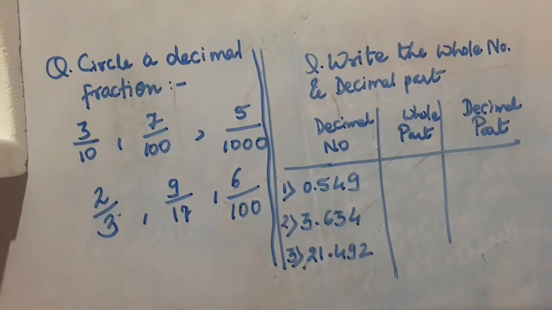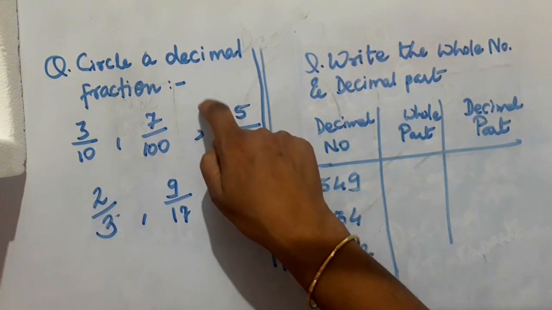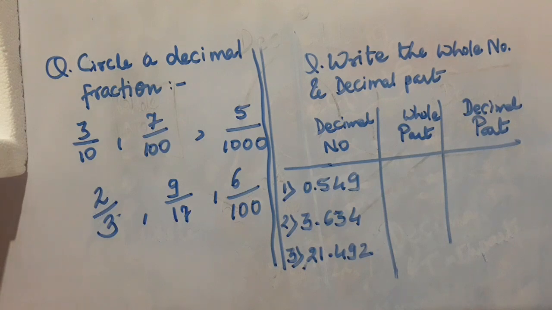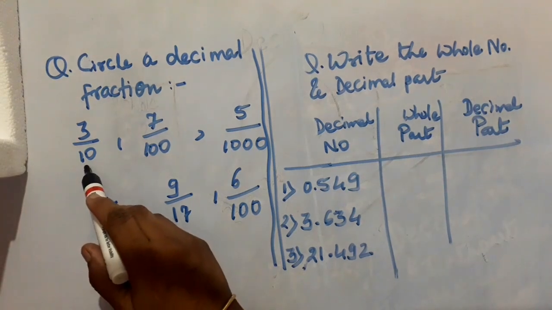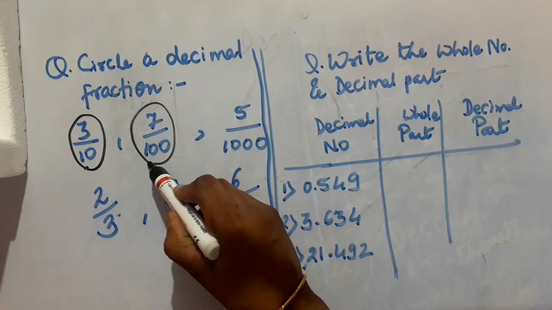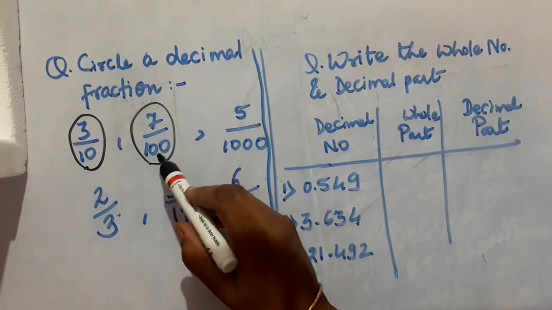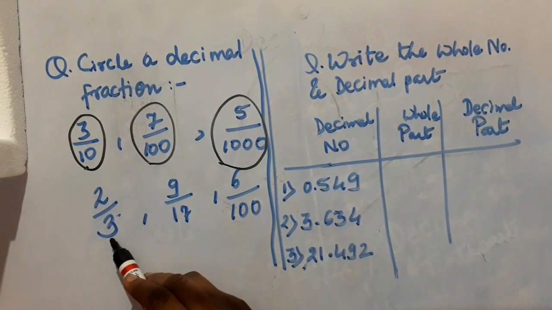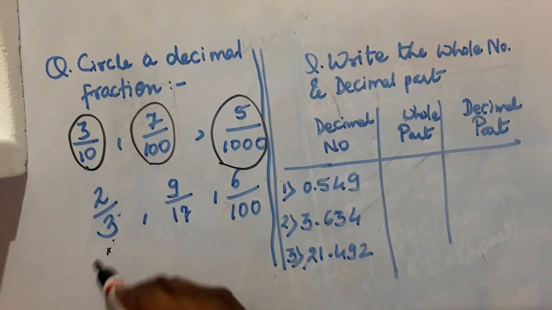Now let us answer these questions. Circle a decimal fraction. Now, as you know, the decimal fraction should have the denominators as 10, 100, 1000, 10,000, etc. So, if it is so, we will circle it, otherwise not. Say here, the denominator is 10. So yes, this is a decimal fraction. Denominator is 100. Powers of 10 you have to see. So 10, 100, denominator is 1000, so correct. Here the denominator is 3. Is it a decimal fraction? No, because the denominator is not a power of 10. So this is not a decimal fraction.